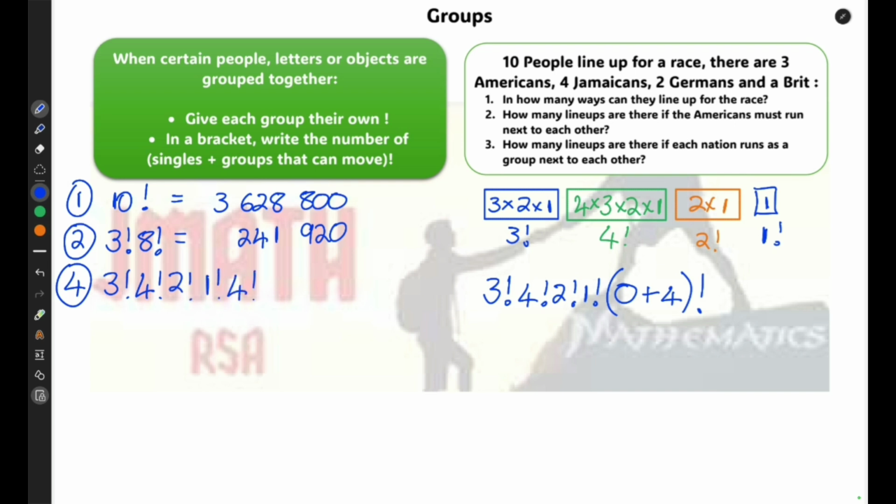Okay, so there was another variation. I don't want to confuse you guys, so you can skip if you don't want to hear this. But if I see the Brit as not being a nation, but a single, I can say it's 3 factorial, 4 factorial, 2 factorial, the 1 Brit plus the how many groups can move around. So now the Brit is not a group, and that's how it changes. It's actually still the same thing because 1 factorial is just 1. I hope this makes sense, what you would do with groups. Let's look at another example as well.